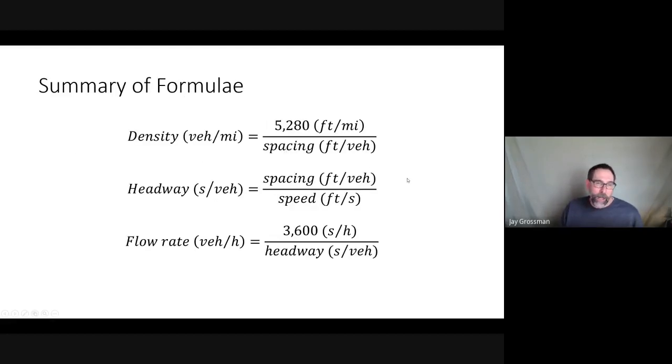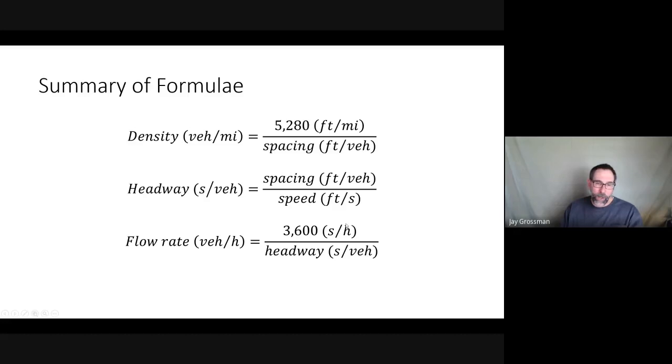We've got these basic equations. If we know the spacing of our vehicles in feet per vehicle, from the front bumper to the next front bumper, we take feet per mile divided by that spacing, and that gives us density. If we take spacing in feet per vehicle divided by speed in feet per second, we get the headway. That's the time between successive passes of the front bumpers, in seconds per vehicle.